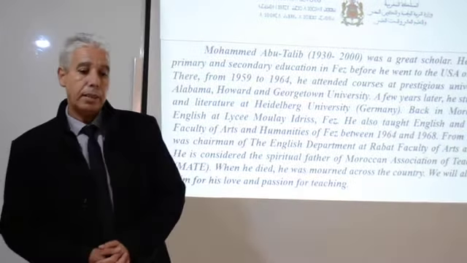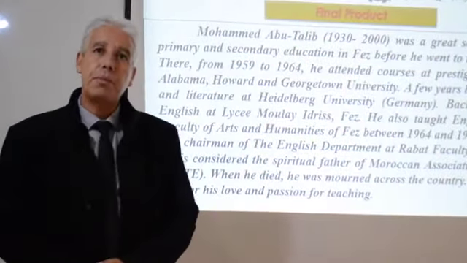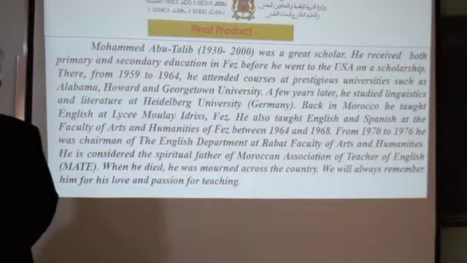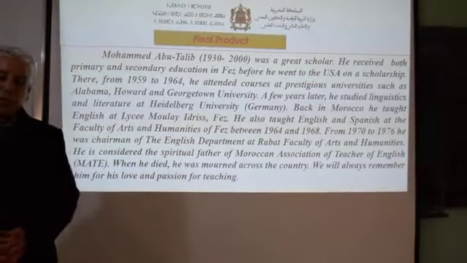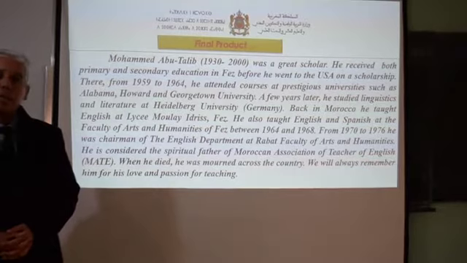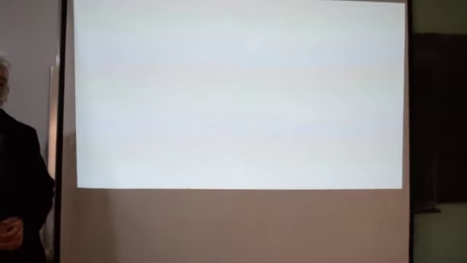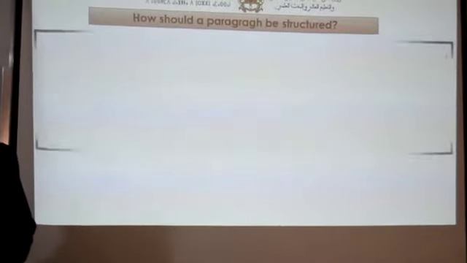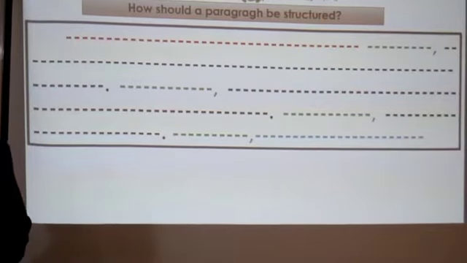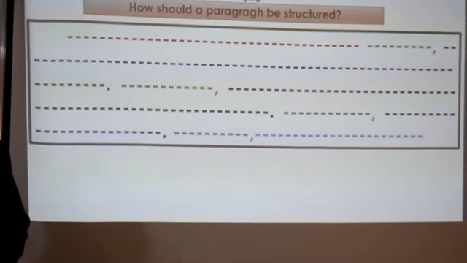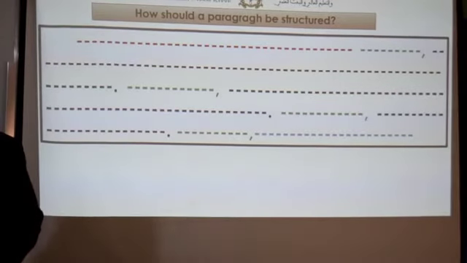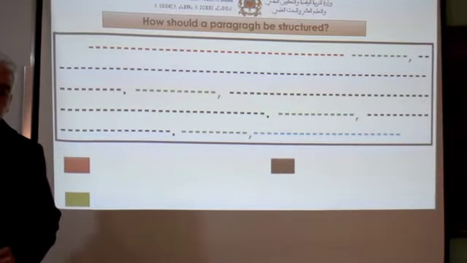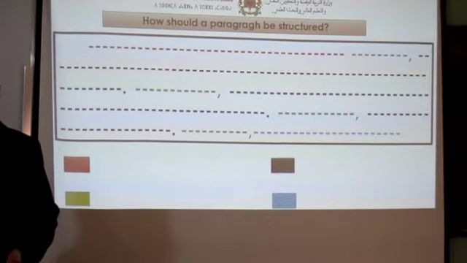Okay, this is the final product in the form of a paragraph. And before proceeding to the next step, I'd like to seize the opportunity to refresh your mind about something very important in writing. Let me ask you, how should a paragraph be structured? This figure may help you. As you can see in this figure, there are 4 colors: red color, green color, black color, and finally the blue color. What do they stand for in a paragraph?